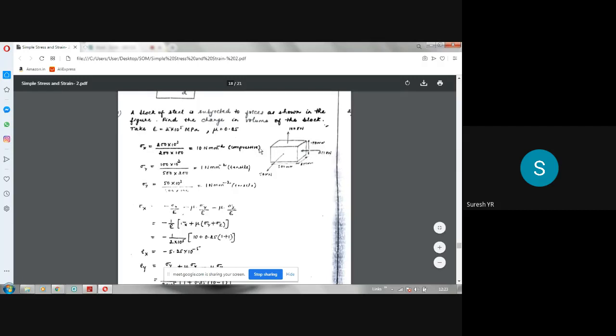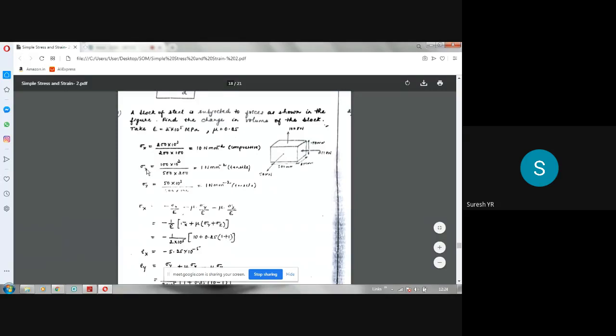So force is 200 kilonewton. So force divided by area is stress. So 200 into 10 cube. Why is it 10 cube? We are converting kilonewton to Newton. So 200 into 10 cube divided by area. This area we have to take, we should be very careful, area normal to the force. Area normal to the force is this area. So this area is 200 into 100, millimeter square. So you will be getting 10 Newton per millimeter square. In brackets I have written compressive because it's a compressive force. Sigma x is compressive here.